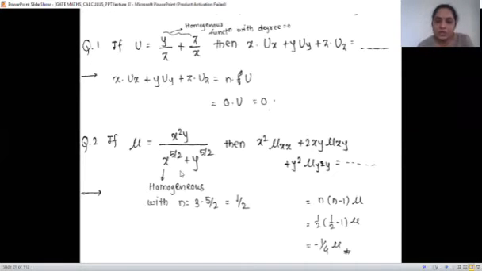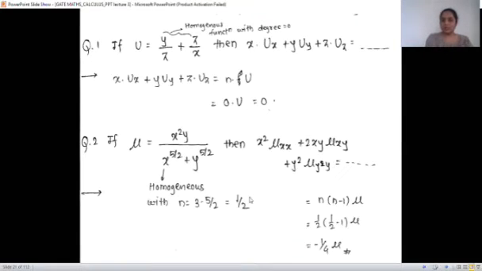Okay. Next question. u equals x square y upon x raised to 5 by 2 plus y raised to 5 by 2. Then x square u xx plus 2xy u xy plus y square u yy is equal to what? First check the degree. The numerator degree is 3 and the denominator degree is 5 by 2. So the degree of the whole function is 3 minus 5 by 2, that is 1 by 2, right?